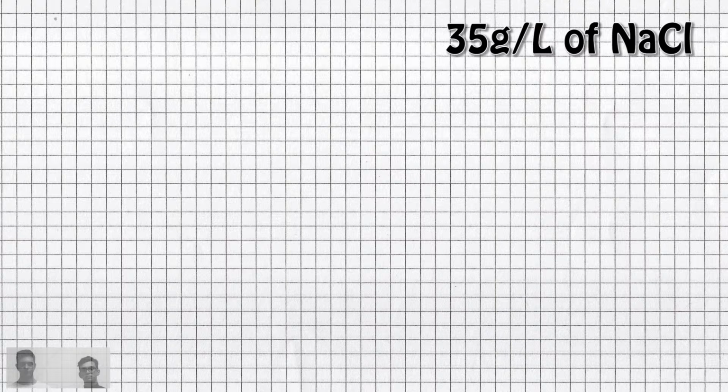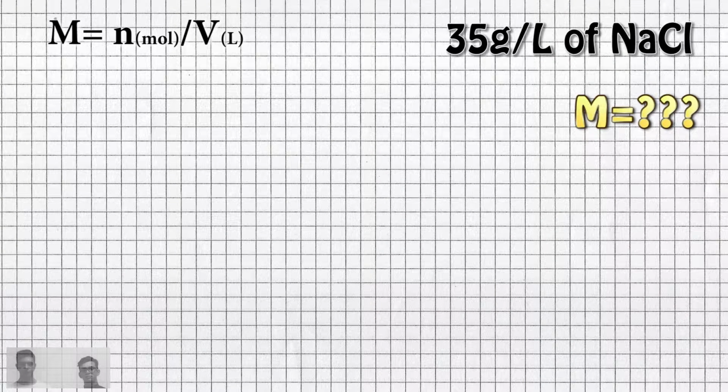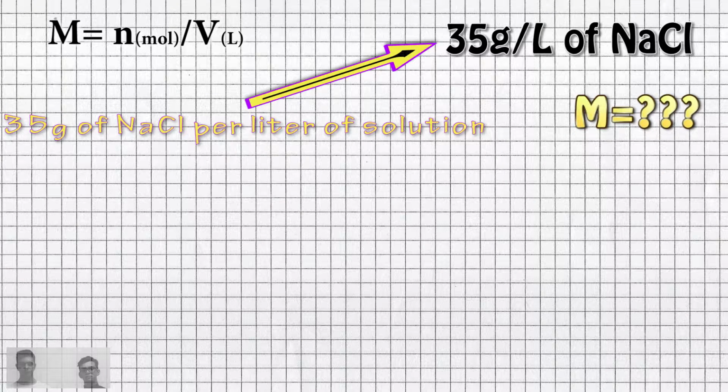Seawater contains 35 grams per liter of salts. Let's say that there is only sodium chloride. Find the molarity of the solution. The molarity of a solution is calculated knowing the number of moles of the solute and the volume in liters. So we have to calculate our unknowns. Thanks to the problem, we know that 35 grams of sodium chloride are found in 1 liter of solution. As a consequence, we take 1 liter of solution as volume.